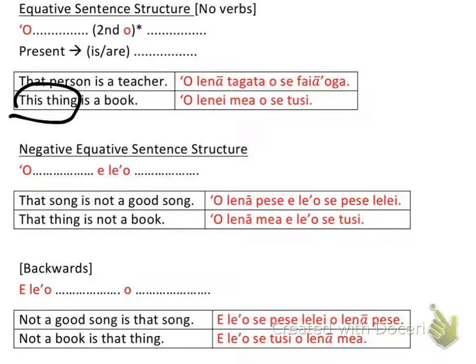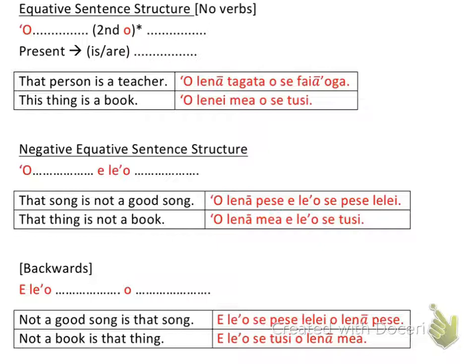So this thing is a noun, and a noun phrase, and the thing that it's equal to is a book. So I use a noun phrase with a particle o right here, o lenemea, and my second o is equaling that thing to the first thing that I'm presenting. So this thing is a book. Okay, so hopefully this is making sense. If it's not, I encourage you to rewatch.